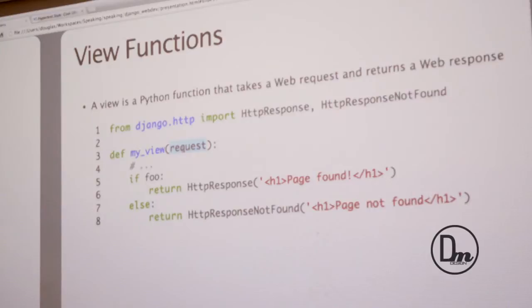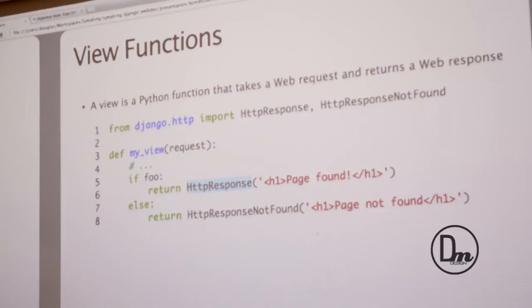All that Django expects is that the return type of your function is an HTTP response or a subclass of HTTP response. You can also raise an exception here, and like in that middleware I talked about, there's middleware that catches exceptions and then generates responses based on that.